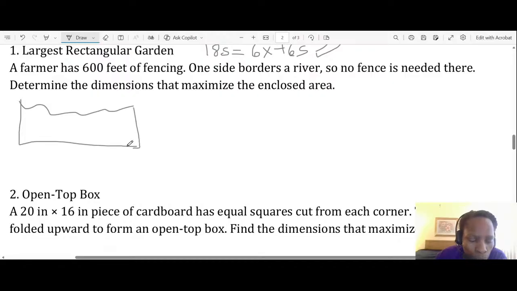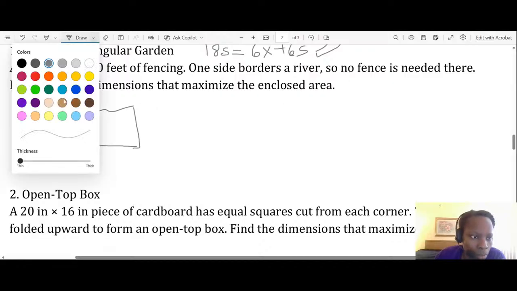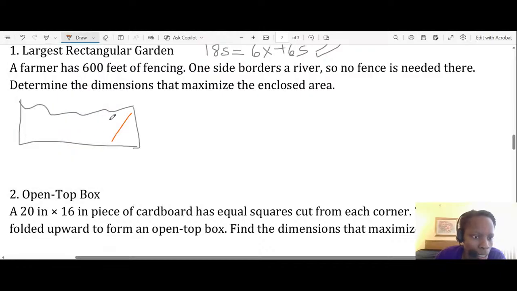The border. And we want to maximize the area. So what is the maximum area here? So the max area.